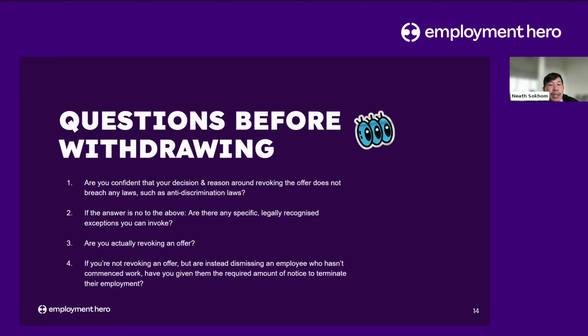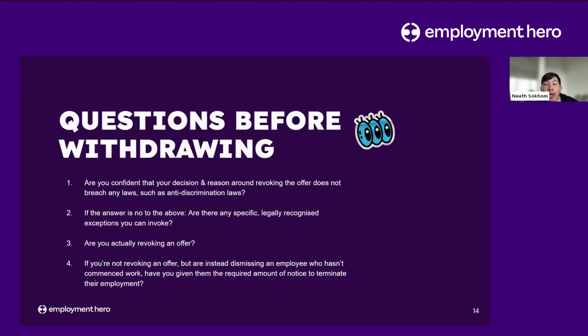Third, am I actually revoking an offer? An offer can only be revoked or withdrawn if it hasn't been accepted. If the candidate has signed the contract, or if they have completed substantial onboarding steps, they have essentially already accepted that offer and they might already be an employee, or at the very least, they might have an employment relationship established already.